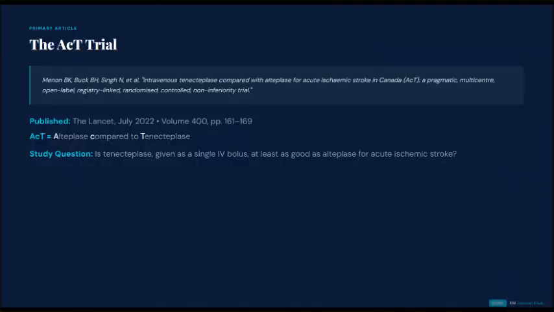The study question, in plain language, is: Is Tenecteplase given as a single IV bolus at least as good as Alteplase for acute ischemic stroke? Notice, it's a non-inferiority trial. They weren't trying to prove Tenecteplase is better. They were trying to prove it's not meaningfully worse, and that's an important distinction we'll come back to.